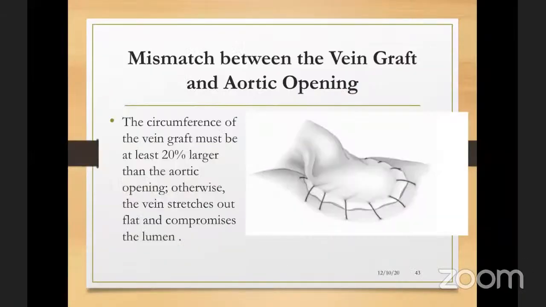So one of the things that can happen is mismatch between the vein graft and the aortic opening. The circumference of the vein graft must be at least 20% larger than the aortic opening. Otherwise, it will stretch out and flat and compromise the lumen at the site of the anastomosis.